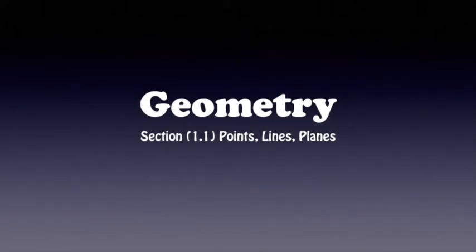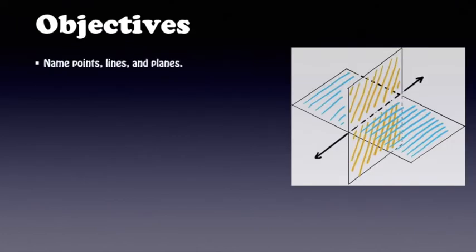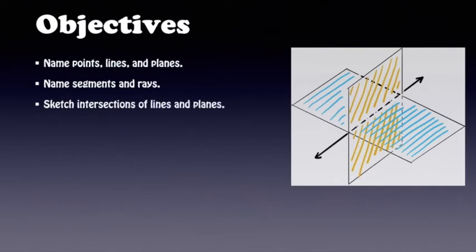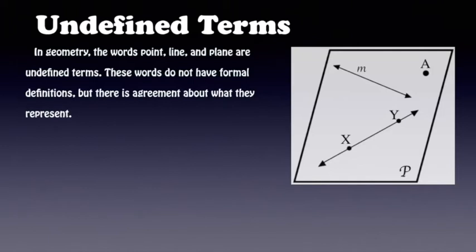Geometry, Section 1.1, Points, Lines, and Planes. The objectives in this section are to name points, lines, and planes, name segments and rays, and sketch intersections of lines and planes. In geometry, the words point, line, and plane are undefined terms. These words do not have formal definitions, but there is agreement about what they represent.